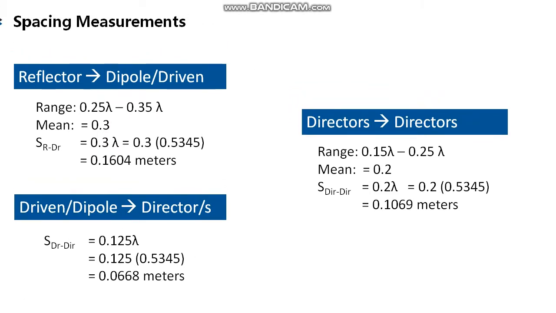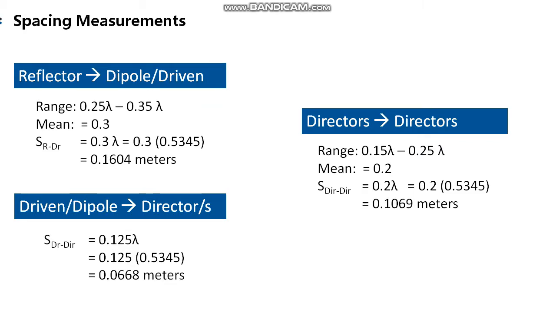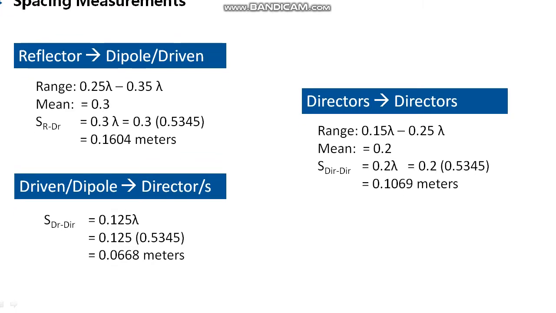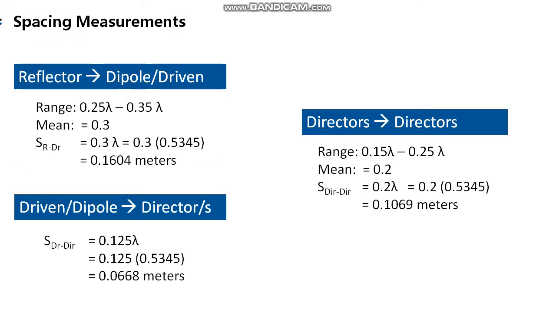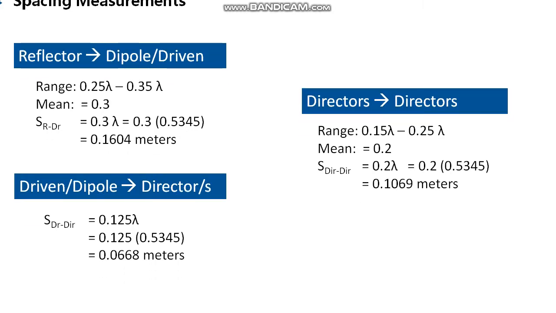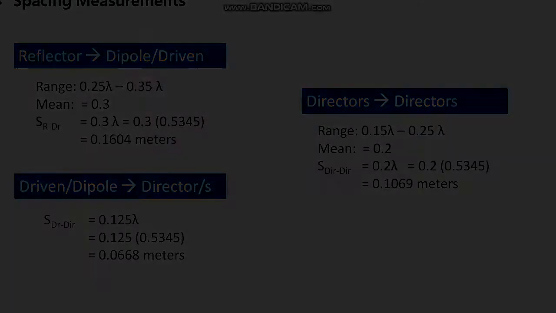Next, we have the spacing between the directors. The range is 0.15 wavelength to 0.25 wavelength. Again, we use the mean, which is 0.15 plus 0.25 divided by 2, which gives 0.2. We use 0.2 wavelength, so 0.2 multiplied by 0.5345, we have the spacing between the directors to be 0.1069 meters.